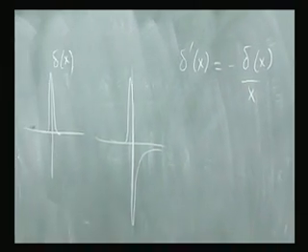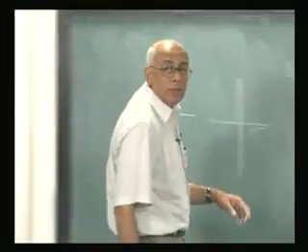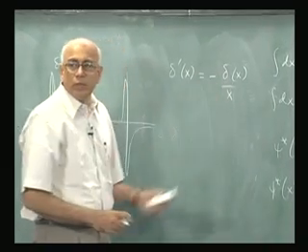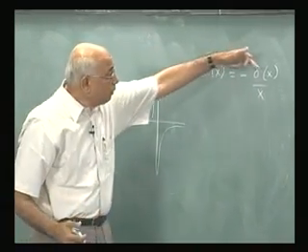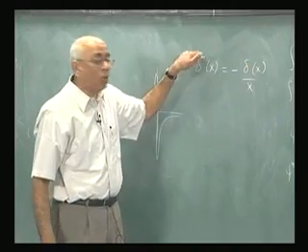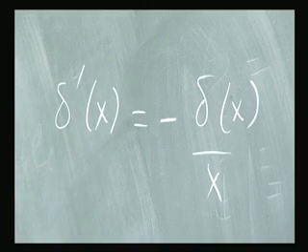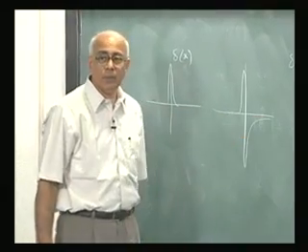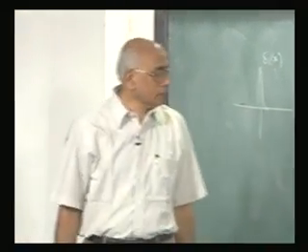more singular than the delta function. In the sense of multiplying by suitable smooth functions and integrating, the derivative of a delta function can be defined, in fact all its derivatives can be defined, and it is just minus delta of x over x. This is an even function, the derivative is an odd function. It is an antisymmetric function, you can see it goes up and then goes down the other way.